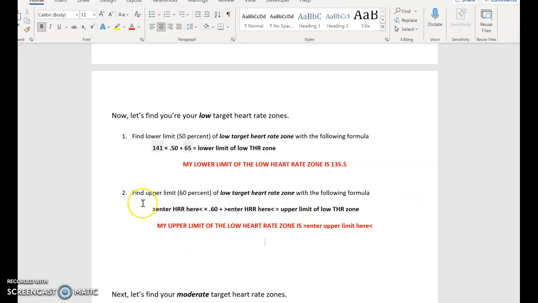Okay, so number two, we're going to find the upper limit, so 60% of the low target heart rate zone. So here, HRR again, which is 141. And then again, this would be resting heart rate, which is updated on your worksheet. We're going to have 65. And this is going to be the upper limit of the low target heart rate zone. So here in the red, we're going to do 141 times 0.6, and then we're going to add 65. That's going to be 149.6.